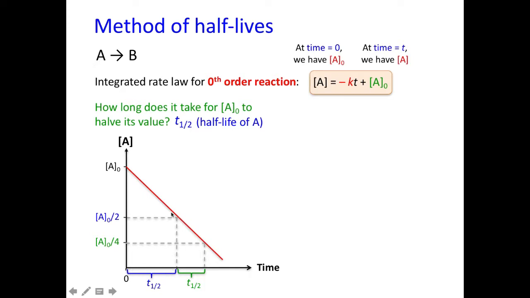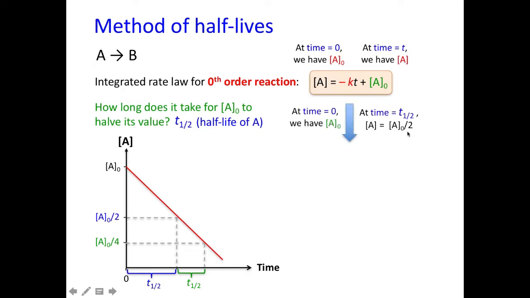And if you take this point as a new initial point, the time necessary for the concentration to go from this value here, A0 divided by 2, to A0 divided by 4, is T half, shown in green. So we can see that the half-life, in this case, always decreases.